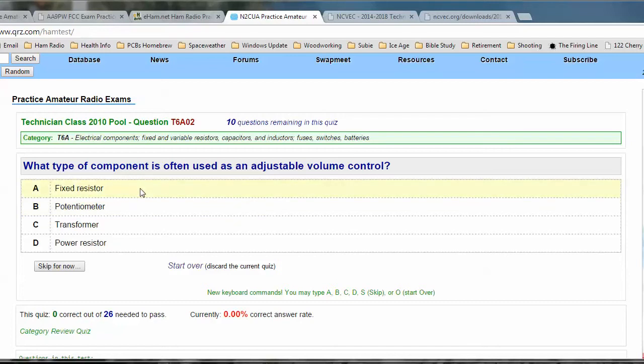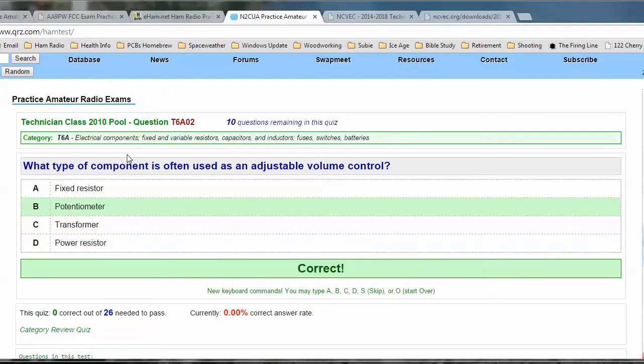What type of component is often used as an adjustable volume control? That is better known as a potentiometer. I really don't know. Well, yeah, actually, if a voltage is a potential and you're able to vary it, maybe that's where they get potentiometer from. I honestly don't know. I've always just known that that's what it was called and didn't really care. Anyway, a fixed resistor would not be adjustable. A transformer is not adjustable. A power resistor is not adjustable. So, there you go.